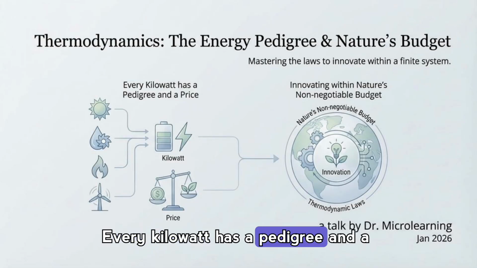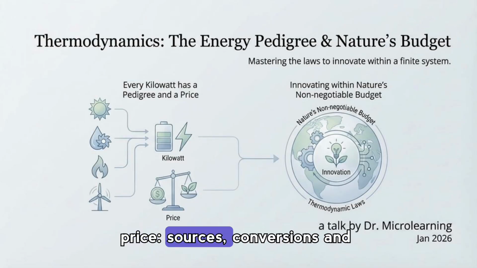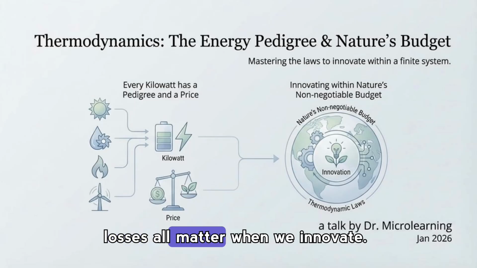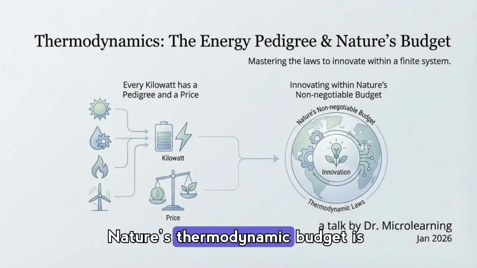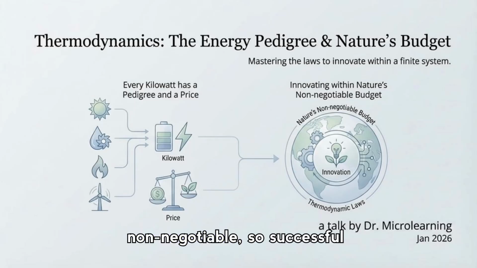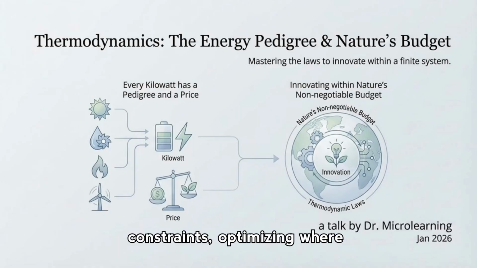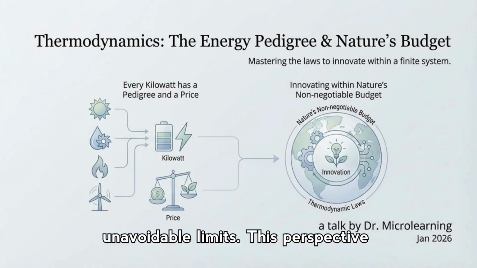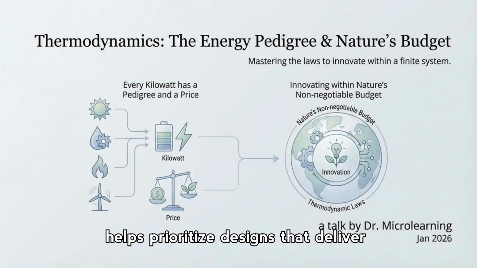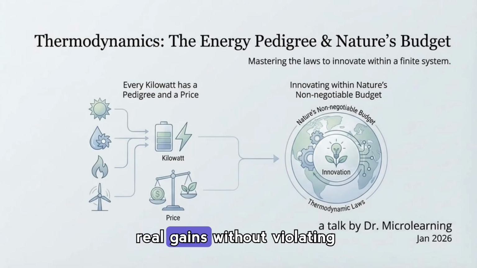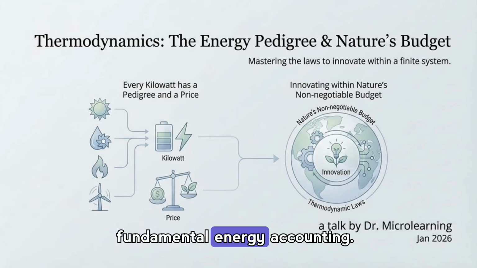Every kilowatt has a pedigree and a price. Sources, conversions, and losses all matter when we innovate. Nature's thermodynamic budget is non-negotiable. So, successful innovation works within those constraints, optimizing where possible while acknowledging unavoidable limits. This perspective helps prioritize designs that deliver real gains without violating fundamental energy accounting.